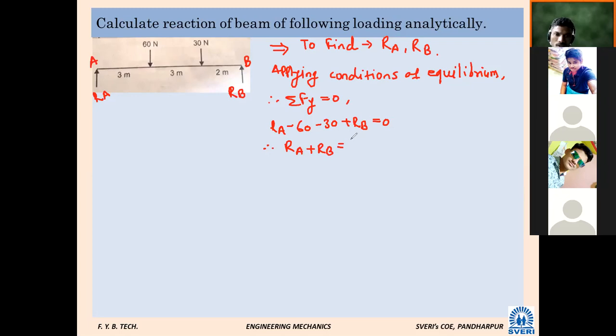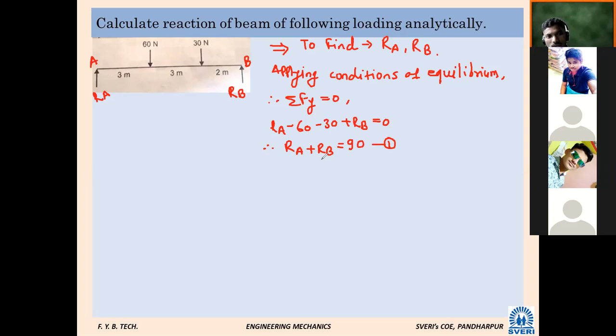90. So one equation, two unknowns. Is it possible to solve this equation? No, sir. One equation, two unknowns. Here we can't solve this equation. Okay. So one more condition we know. What is that? Condition of equilibrium.